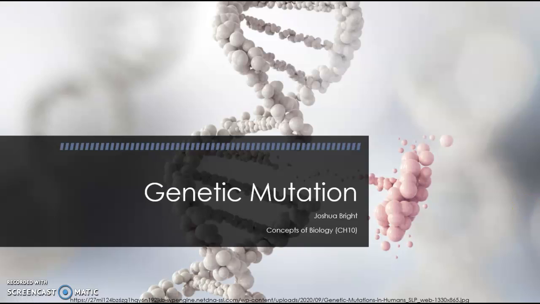This is called Genetic Mutation, and the class is Concepts of Biology, and this is from Chapter 10, Genetics. So to start off real quick, today scientists now take up the term genetic variation because not all genetic variations are harmful. Sometimes it's just having two different colored eyes or something. So it's the more accepted term at this point.